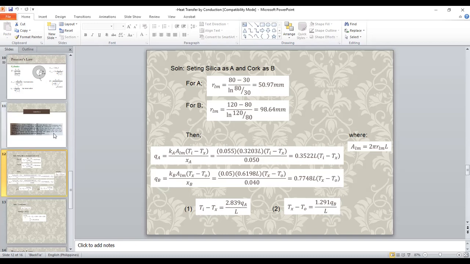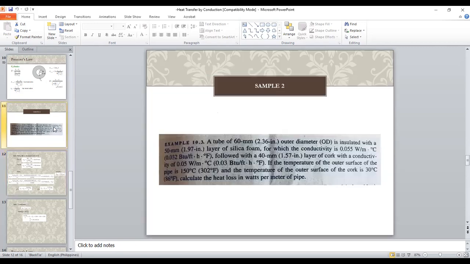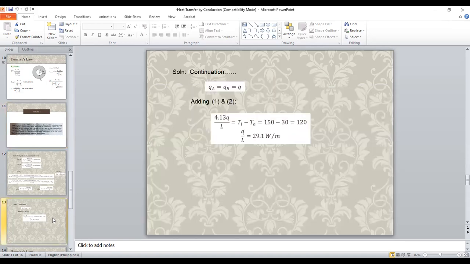The question requires us to determine the heat loss in watts per meter of pipe. So that is the requirement, the heat loss per meter length of pipe. Now, is this heat loss that we're talking about the same in the pipe, in the foam, and in the cork?